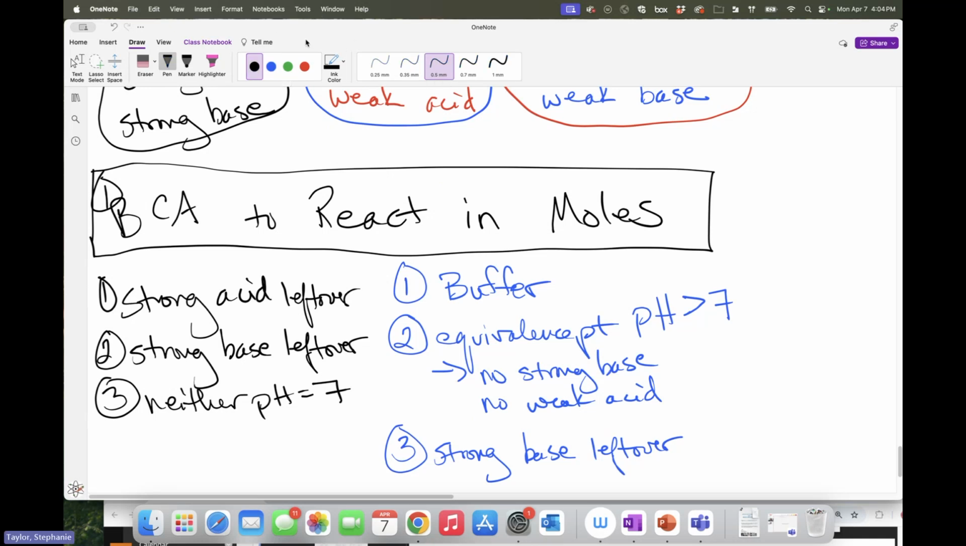This situation, number 2, where you're at the equivalence point, is the part where you have to do an ice table if you're solving for pH, because the only thing you have left is 1 weak species. You can't use the Henderson-Hasselbalch equation. You can't use a buffer if you only have 1 weak species, or you have the strong base left over, that last option.